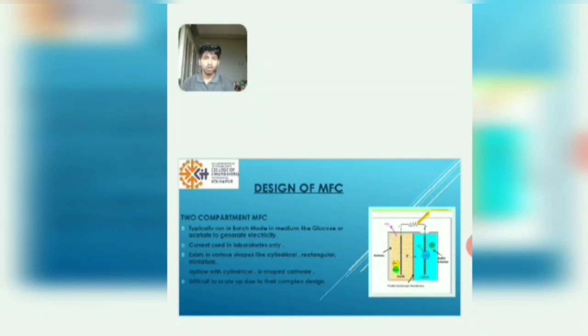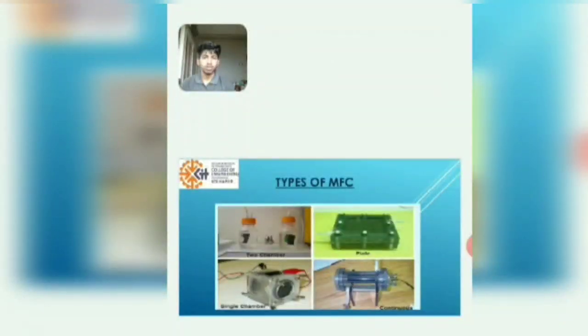The electricity produced by microbial fuel cells is used only in laboratories. Microbial fuel cells exist in various shapes like cylindrical, rectangular, and a flow design with a cylindrical U-shaped cathode. As we see, the diagram is very complex, so it is difficult to scale up. Next we have to see the types of MFCs. There are four types. First is two chamber, as we see there are two chambers. Next is plate, third is single chamber, and fourth is continuous.